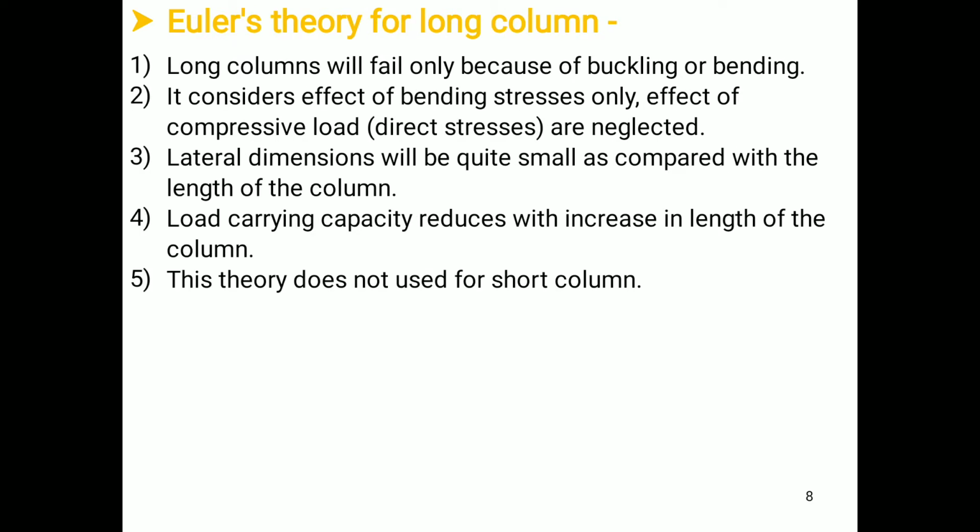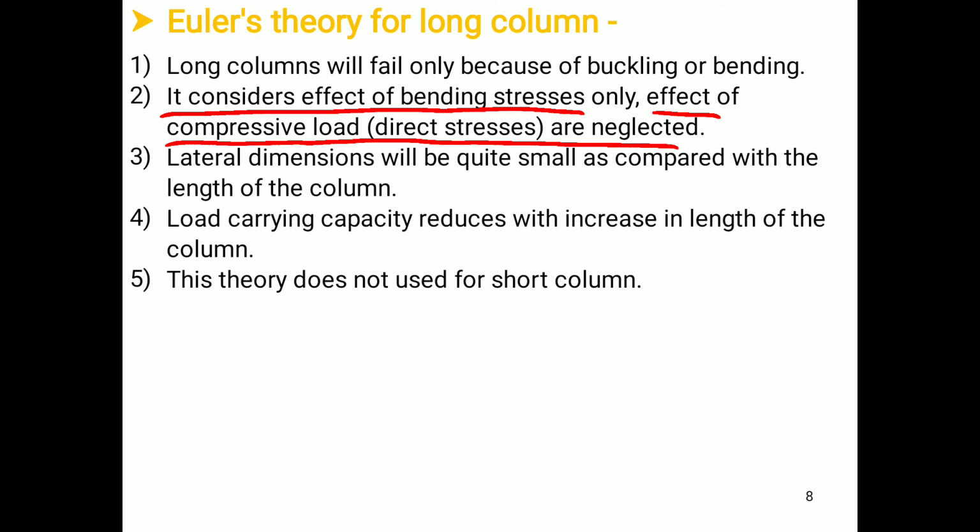Now we are going to discuss the Euler's theory for the long column. Remember that Euler's theory for the long column is applicable for the long column only, not for the short column. The first condition is that a long column will fail only because of buckling or bending. As it is a long column, the failure will take place only because of bending. As it fails due to bending, it considers the effect of bending stresses only. The effect of compressive load or direct stresses is neglected.